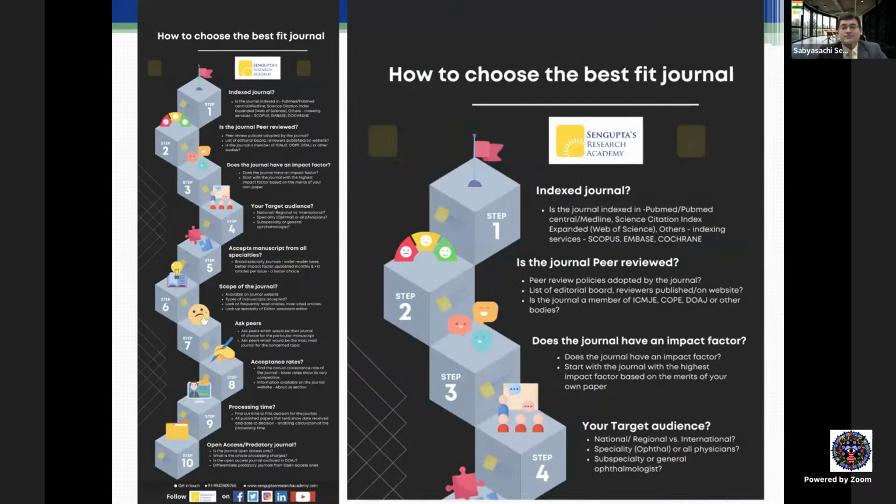Now, how do you find the best fit for your article? So what is the best fit journal? Again, this is an infographic, so you need to ask yourself these 10 questions. I'll quickly go over them. First thing is, is it an indexed journal? What does indexing mean? So what is an index?